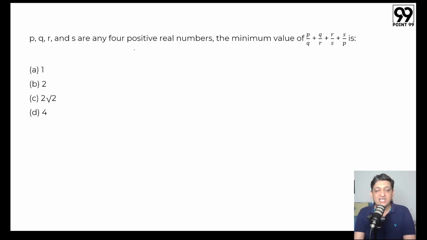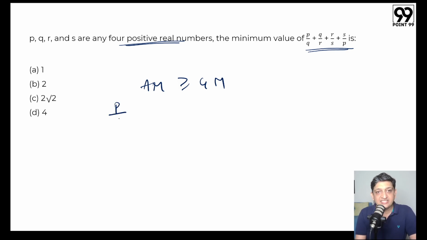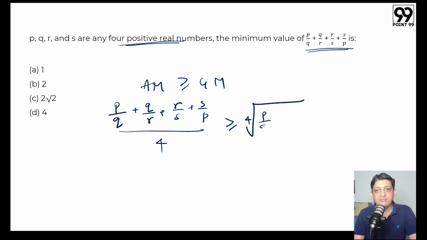P, Q, R and S are 4 positive real numbers and we have to find the minimum value of the sum. Minimum value of the sum tells us that we are going to use AM greater than or equal to GM. So in this particular case, let's say the first term is P by Q, because all of them are positive, each term is also going to be positive. P by Q plus Q by R plus R by S plus S by P divided by 4 is going to be greater than or equal to the fourth root of P by Q multiplied by Q by R multiplied by R by S multiplied by S by P. But you will be able to see that all the terms get cancelled out. So this will be fourth root of 1, or 1 itself.